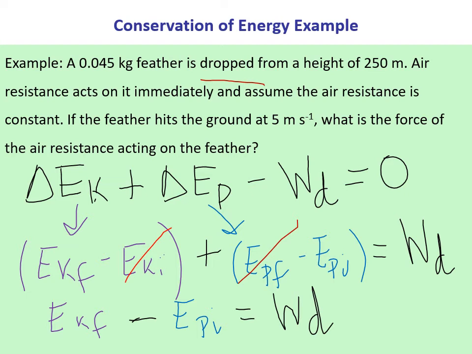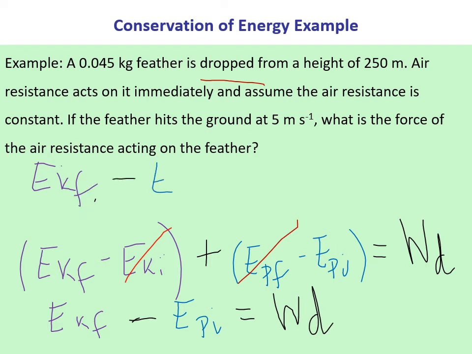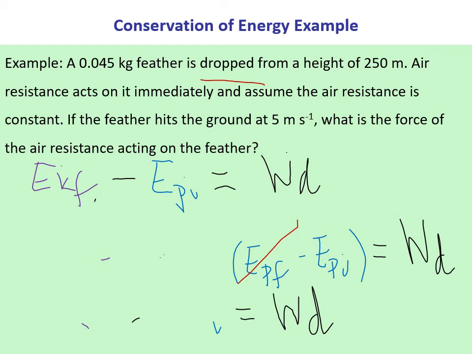All right, so let's make some space. I'm going to rewrite this equation up top. Hopefully you've copied everything down. If not, just go back, rewind the video. EK final minus initial gravitational potential energy should equal the work done by the drag force. Okay, clearing this out. Let's plug in with our values.